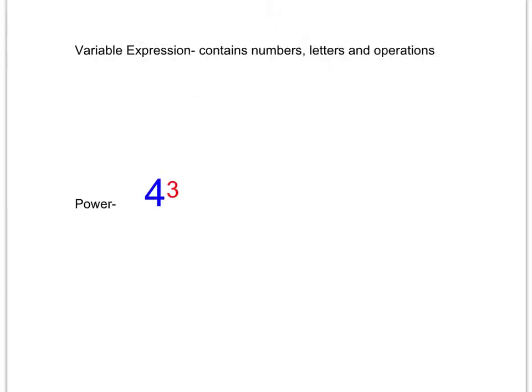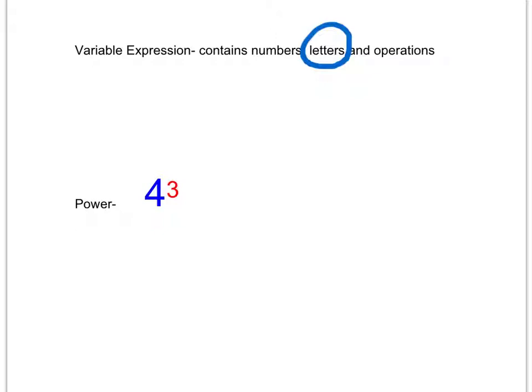Couple things you need to know before we can start doing examples in this lesson. A couple terms. The first one is a variable expression. A variable expression is just something that contains numbers, letters, and operations. It contains a combination of those things. The most important ones are letters. It cannot be a variable expression if it does not contain letters. That is impossible.